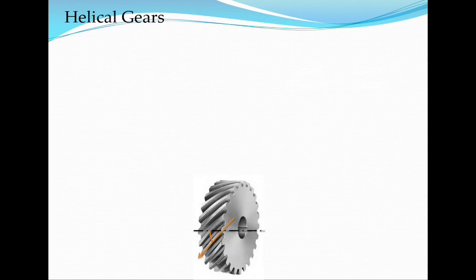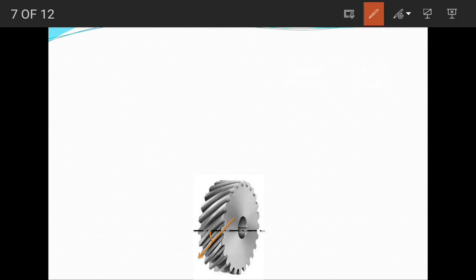Now you see helical gears. In these helical gears, this is the axis of the shaft and this is the axis of the teeth. See, these are the axes of the teeth. And you see, there is an angle.